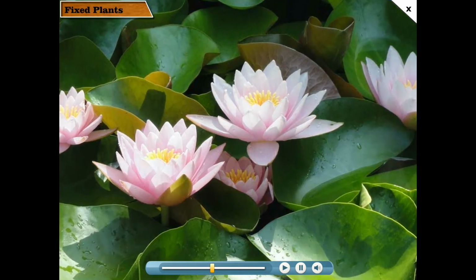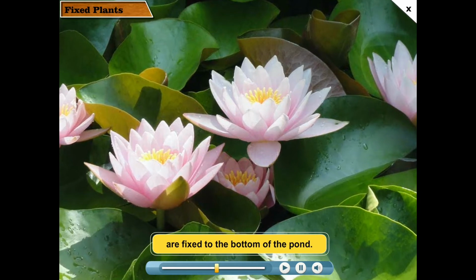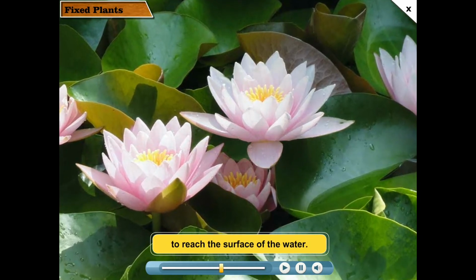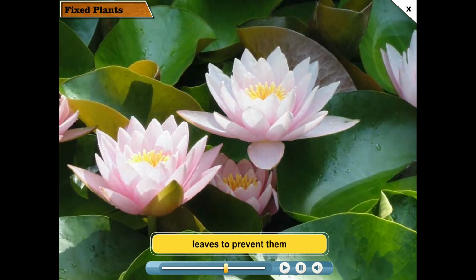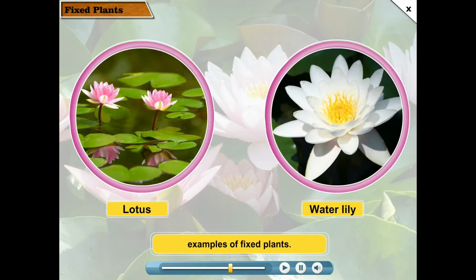Fixed plants. These plants have roots which are fixed to the bottom of the pond. They have long, hollow stems to reach the surface of the water. They also have broad and wax-coated leaves to prevent them from rotting. Lotus and water lily are examples of fixed plants.